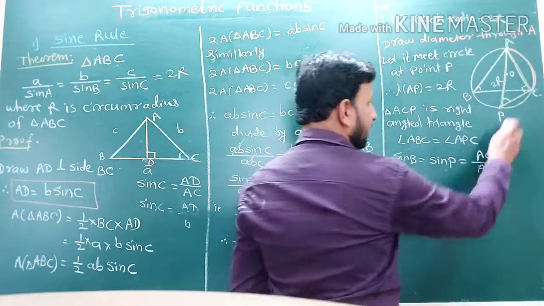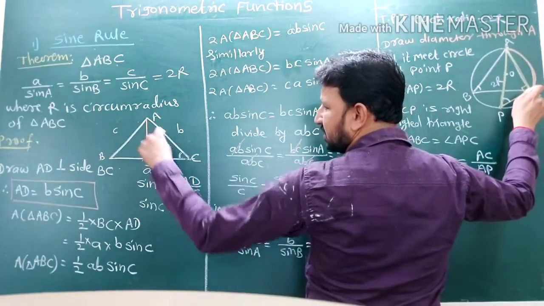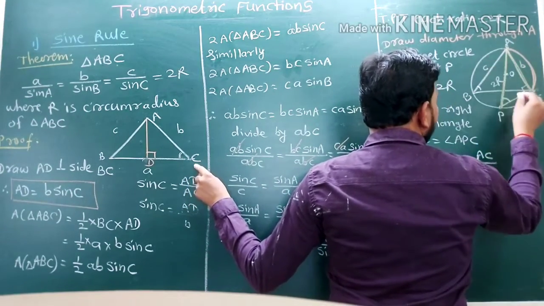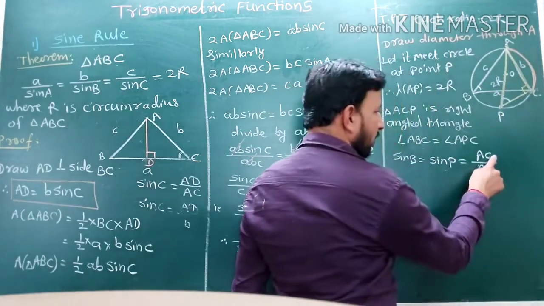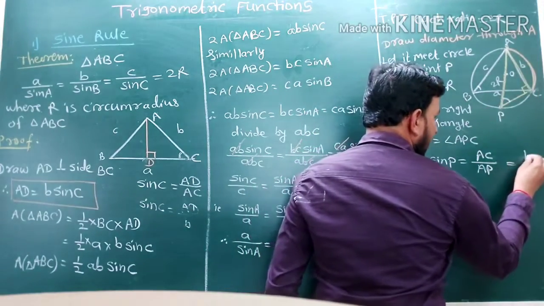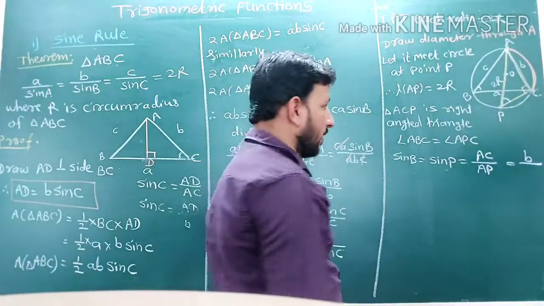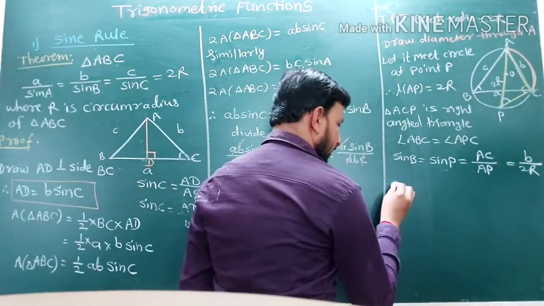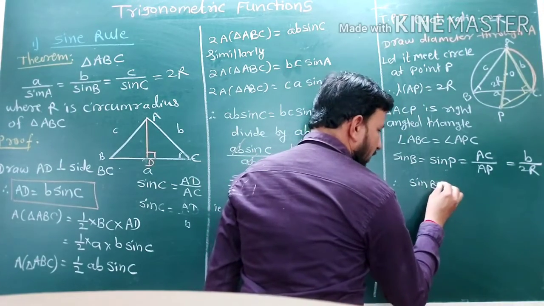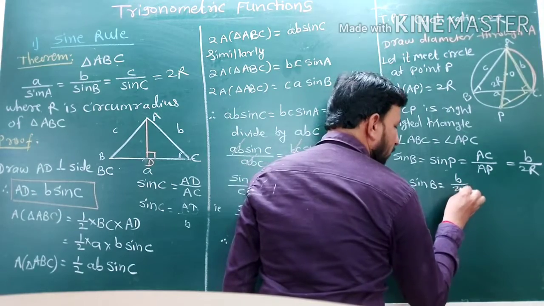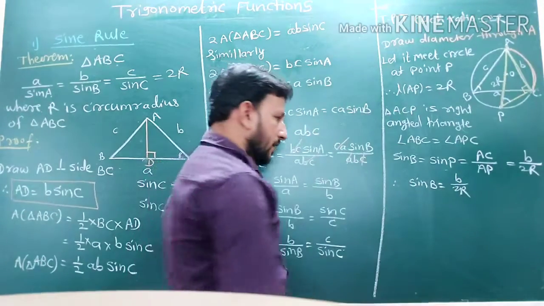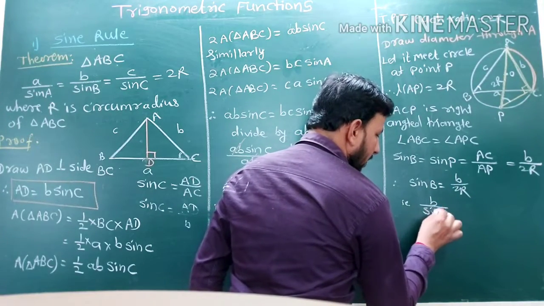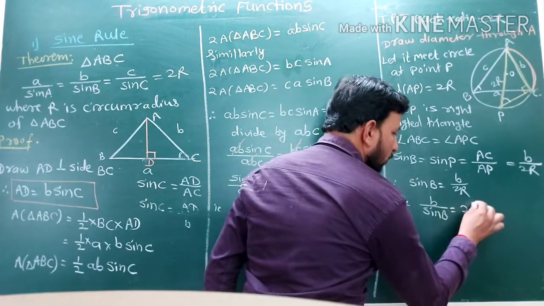But the length of AC, check from the usual notations, length of AC is b. Length of AB is c. Length of BC is a. Substituting the value for length of AC, it is equal to b divided by length of AP. Distance is 2 times R. Therefore, sine of B is equal to b divided by 2R. Hence, writing the equation, that is b upon sine B is equal to 2 times R.